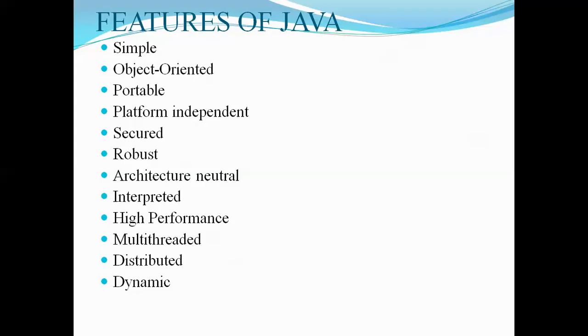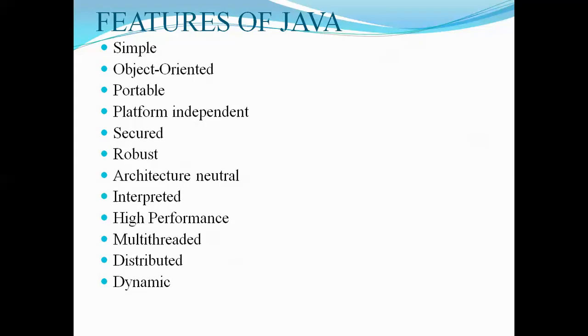And next one is the abstraction. Abstraction is nothing but hiding unnecessary details from the user is known as abstraction. And abstraction can be well defined using the access specifiers like private, protected, public, and default. And inheritance can be achieved using abstraction. And the next feature is portable.